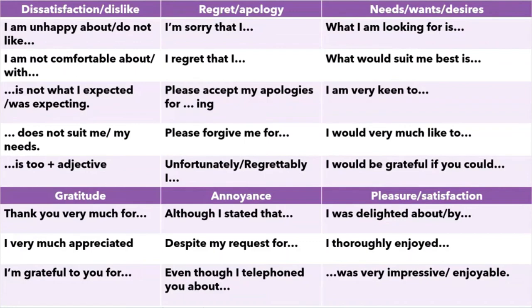So here, if you want to express your annoyance: although I stated that, despite my request for, even though I telephoned you about. You can use these sentences. Needs, wants, and desires: What I'm looking for is to work as an engineer in your company. What would suit me best is to join you. I'm very keen. I would very much like to. I would be grateful if you could join us at the party.